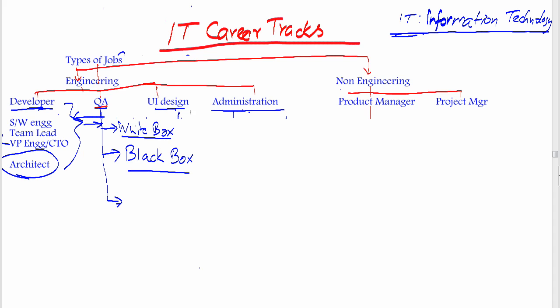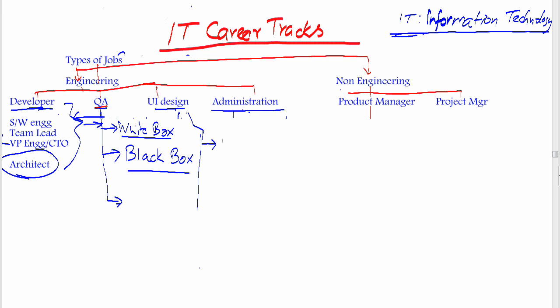Now UI design is something like, let's say a product has a website or an interface. These people usually do the graphical user interface part of it. For example, they will do the HTML mockups, or they will create designs of a website or of a product in a drawing tool like Photoshop or Corel Draw, and then create the HTML page of it and pass it to the developer so that he can start programming and make it a full-fledged product.